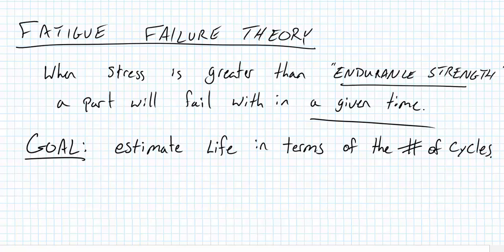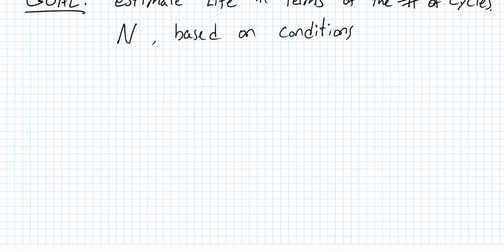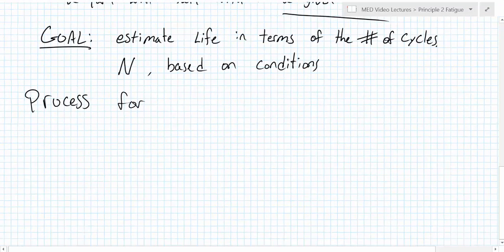So the number of cycles is the cycles of loading, and we use a term N, capital N, and it is based on the conditions. So our general fatigue process is going to be basically the same, and all we're going to do is add to it. So I'm going to outline the process now, and we'll do it many, many times.